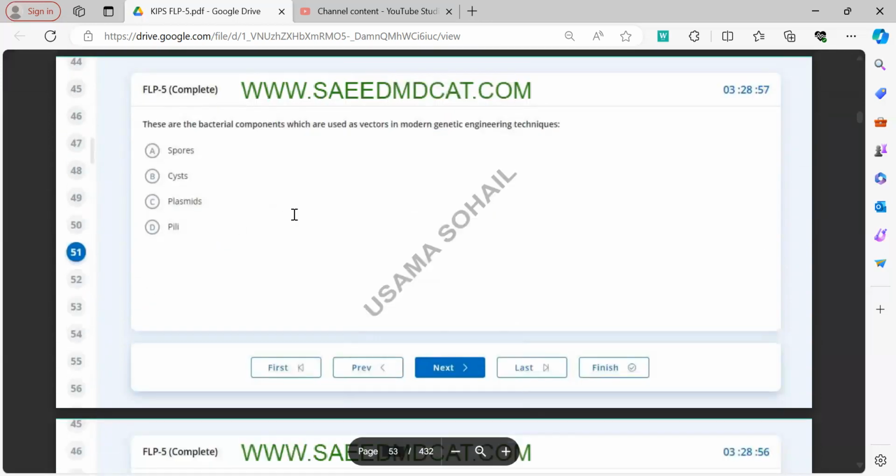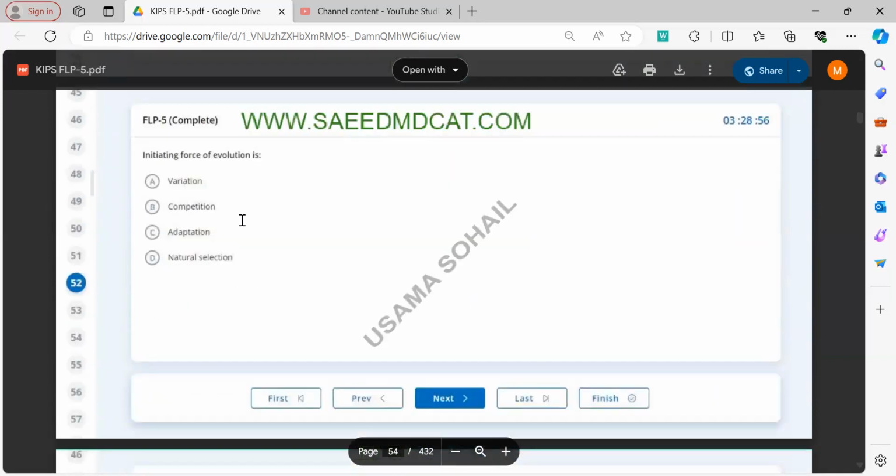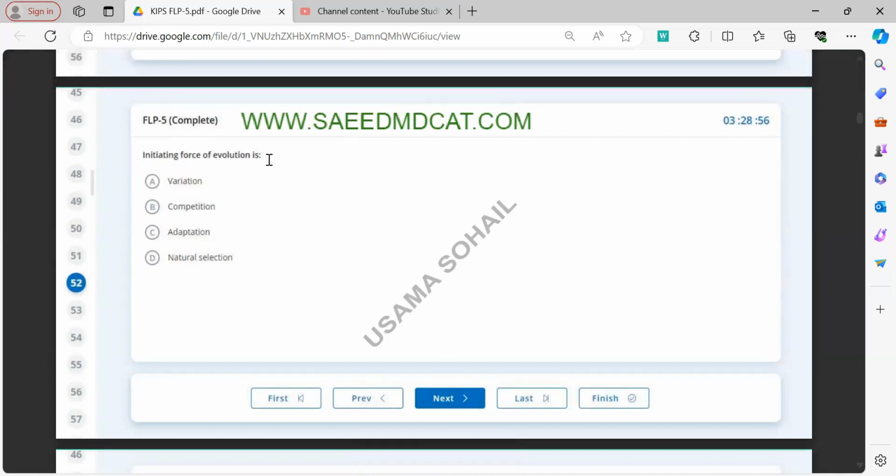Now, in question 51, the bacterial components which are used as vectors in genetic engineering are plasmids, because with the help of restriction enzymes, we cut the DNA inside them and then transfer them to the other bacteria. Now, the initiating force of evolution, as suggested by Charles Darwin, is natural selection.